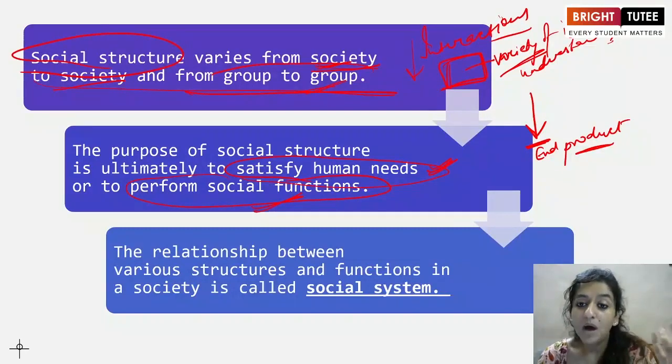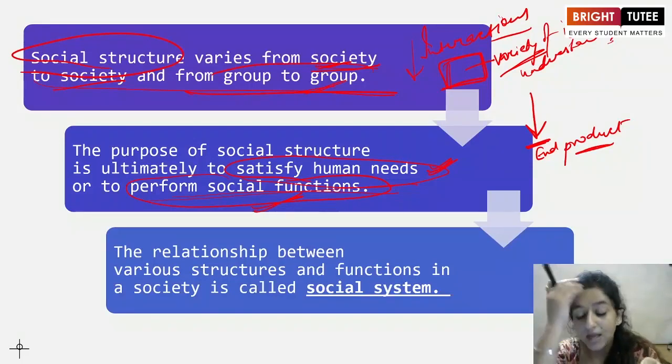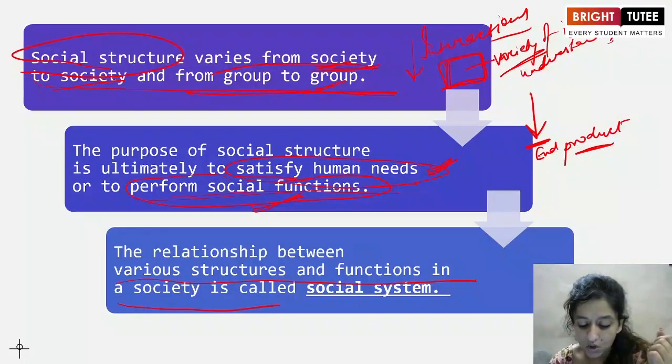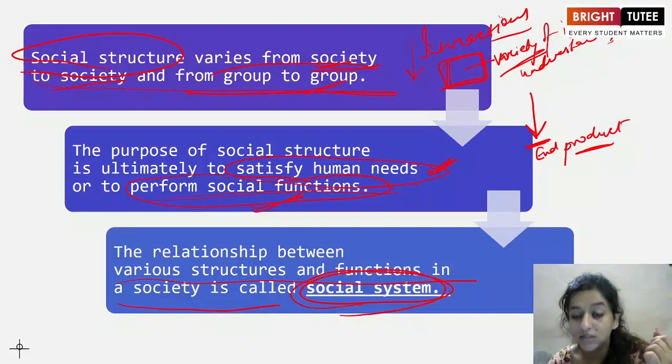Now, when we talk about all of those aspects, that is when you talk about performing the social functions, and again it becomes one of the very important purposes behind the social structure. They say now the relationship between various structures and functions is called the social system.